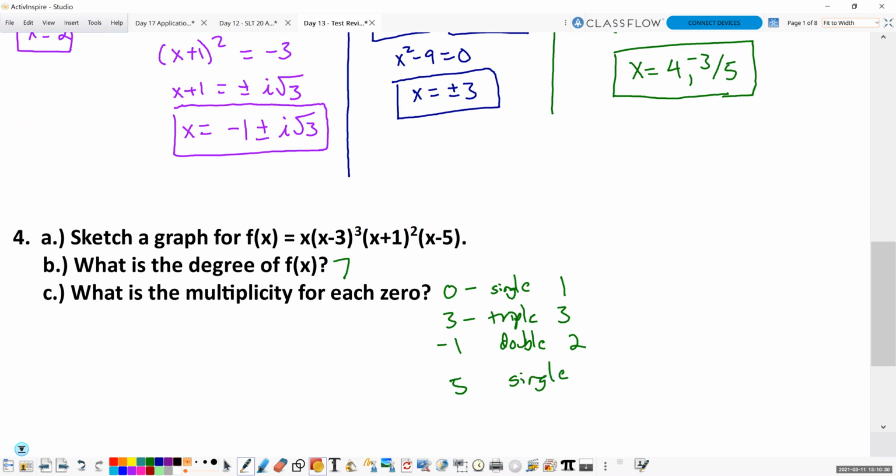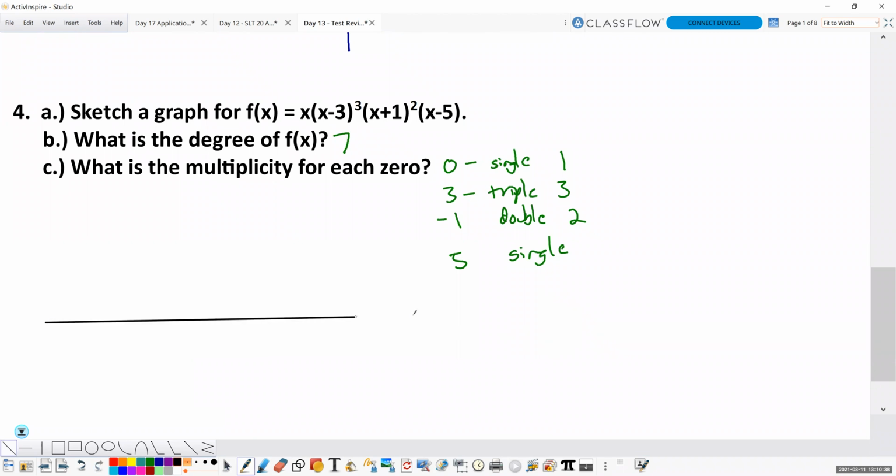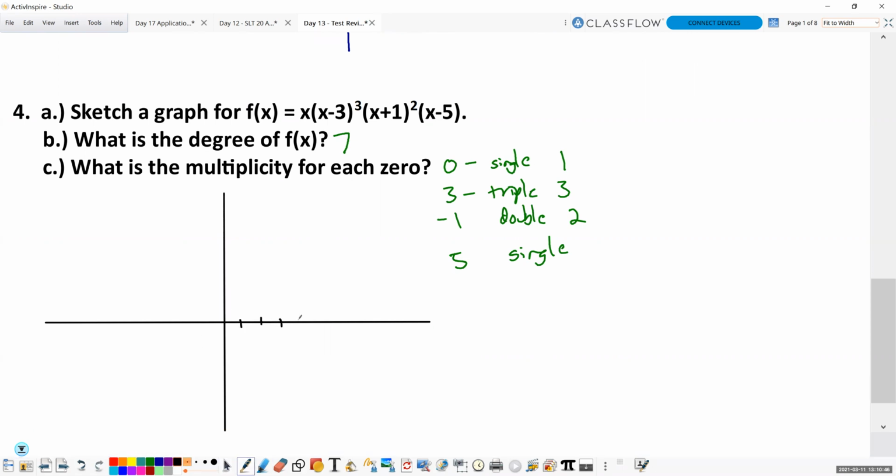So now I'm going to go ahead and make my XY axis, and I'm going to scale it off really nicely because, you know, we are good mathematicians and we attend to precision. All right. So I've got 1, 2, 3, 4, 5. There's my single. I got a triple here at 3. I've got a double at negative 1. And I've got a single at 0. And because the degree is 7, and my leading coefficient is positive, I know my end behavior looks like this. So let's start with negative 1 as the double.